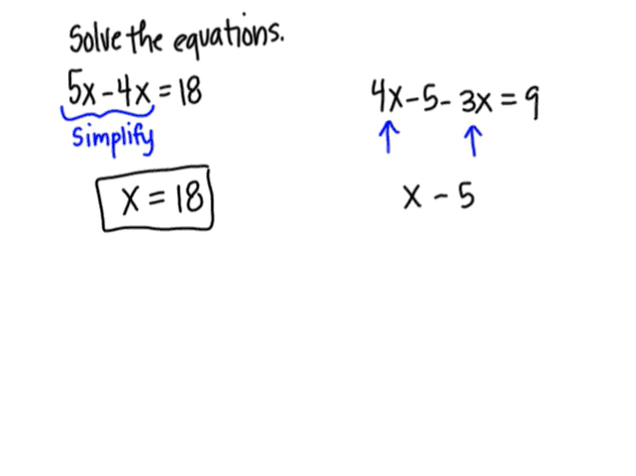Minus 5 equals 9. Now remember, when you're solving these equations, you're always going to work on the x side. So to solve it for now, I'm going to move the 5. Right now the 5 is being subtracted. The opposite of subtract 5 is to add 5. So I'm going to add 5 to both sides, and x would equal 14.